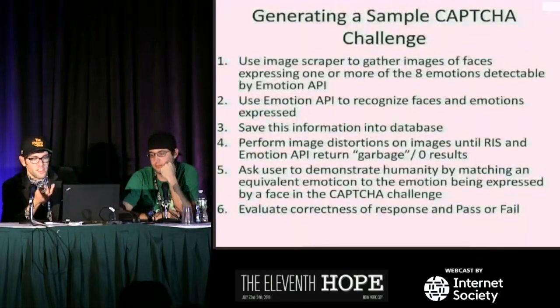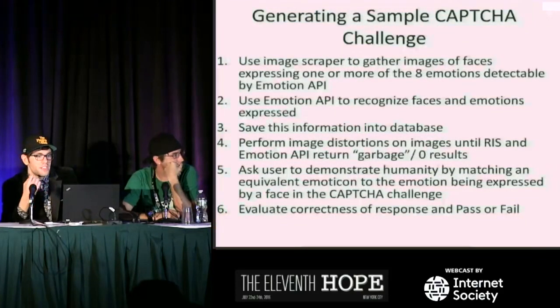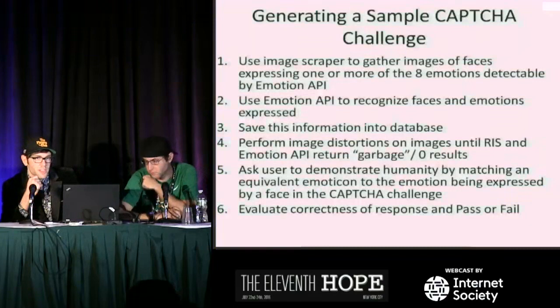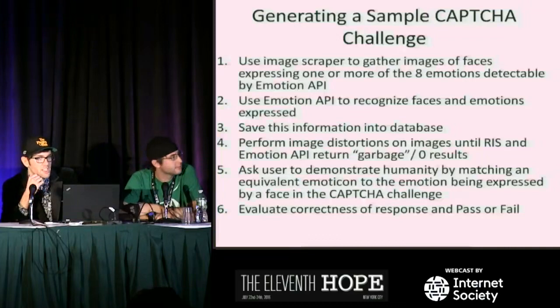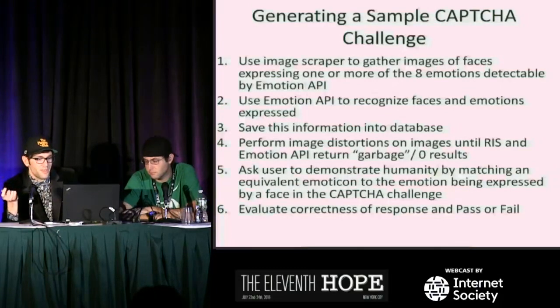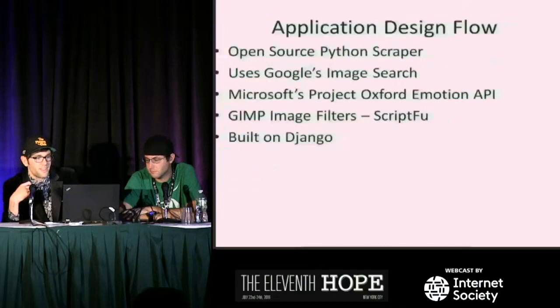So the way we generate our challenge is the following. We use an image scraper to gather data off a web image search. That was an important challenge to us. We wanted to make sure that we could use existing tag data and then protect it from certain types of attacks. So we used the Emotion API from Microsoft to perform the facial recognition. That means A, identify a face in the image, and then B, recognize the emotion on the face. Then we save it to our database. We run filters on it until we get no results from the Emotion API engine. Then we ask the user to demonstrate their humanity by matching the emoticon to the face, and then we evaluate the response as a pass or fail.